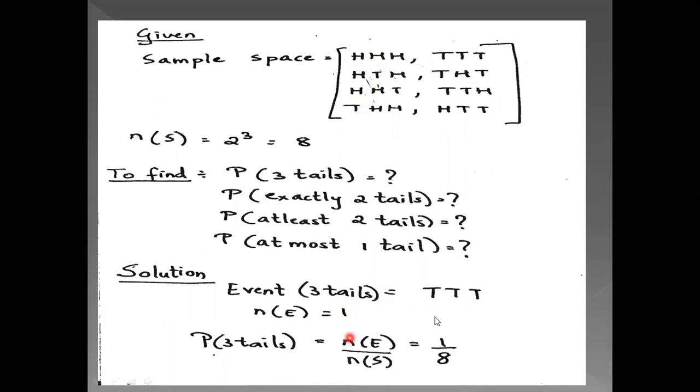So the probability of 3 tails is equal to the number of events upon the number of sample space. The number of events is 1 and the number of sample space is 8. So 1 upon 8. Okay, children, after this, we go to the next part.